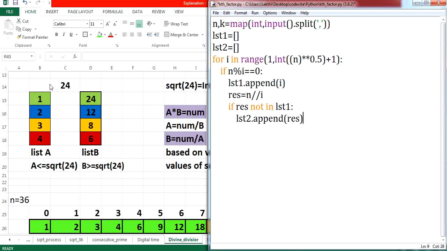Clear? And I am inserting this value to your list 2, and this value will be inserted if and only if this value is not present in your list 1. This particular check is mainly for your perfect square number. This is only for a perfect square number. I am doing this one. Clear? Now, I have found list 1 and list 2.